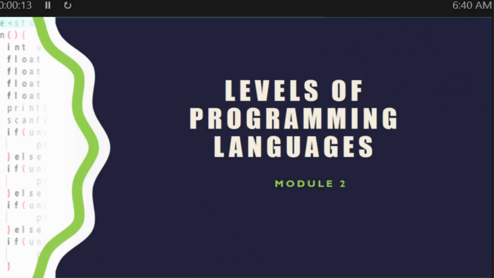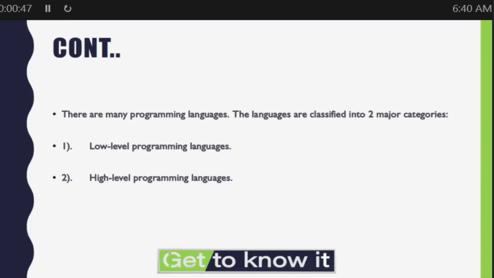Hello, this is Module 2 of our Tertiary Elementary Programming Principles, and to kick it off is Levels of Programming Languages. In our previous module, Module 1, we defined programming languages as the process of designing a set of instructions that can be used to perform a specific task by use of a computer. There are many programming languages. The languages are classified into two major categories. The categories are low-level programming languages and high-level programming languages.